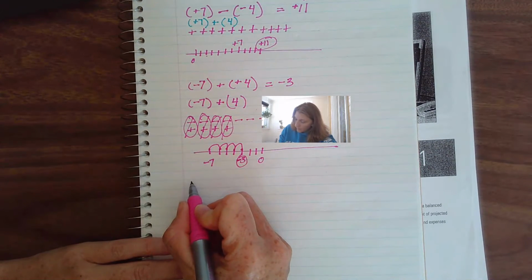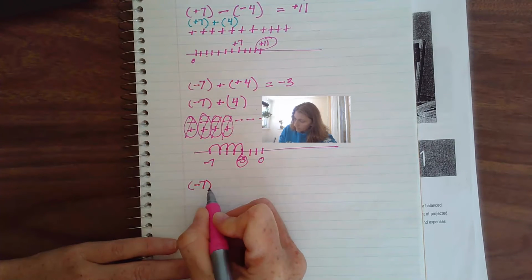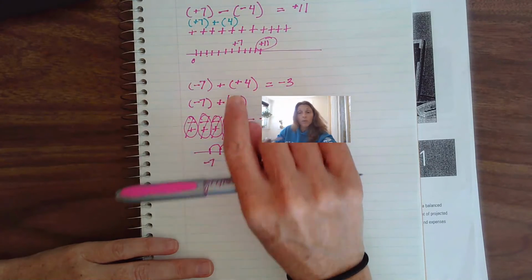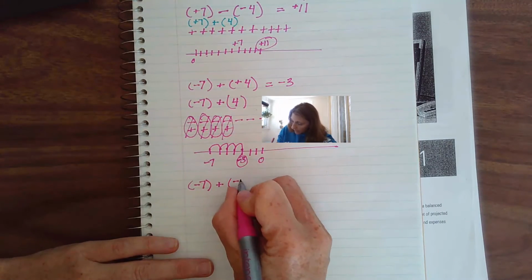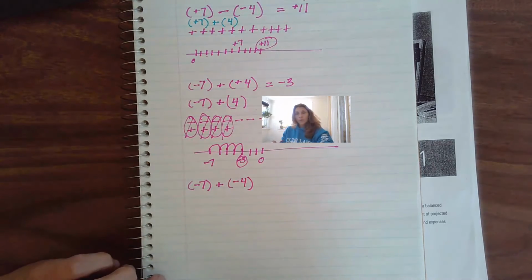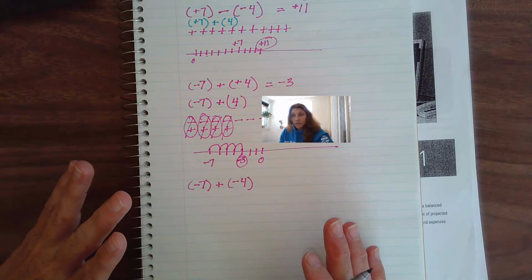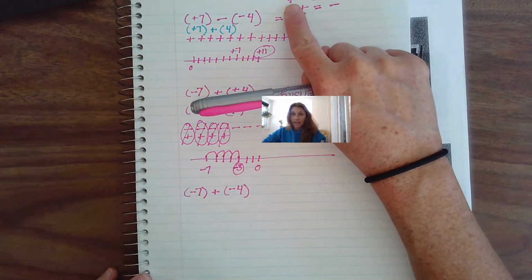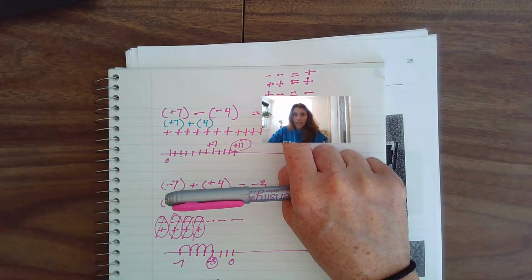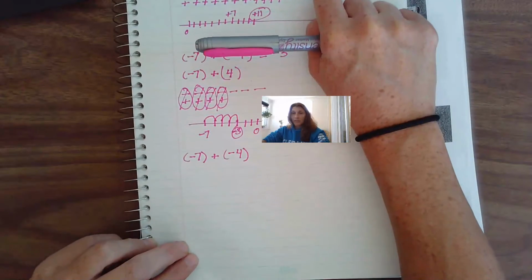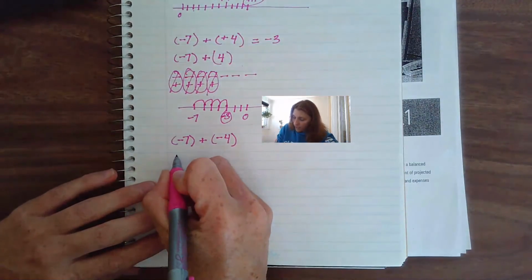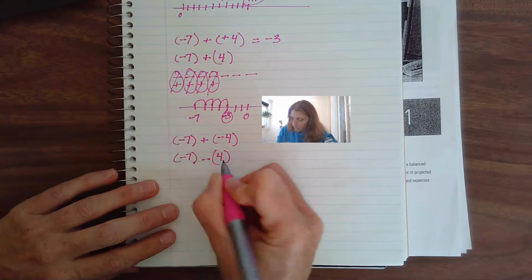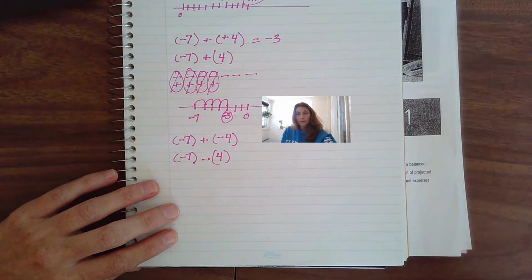Let's do another one with a negative. Let's do -7. And again, we're going to add, but this time instead of adding a positive amount, we're going to add a negative amount. -4. Remember, when we're adding negatives, we're taking something away. We're adding something that's a negative. Adding a negative means we have to subtract. That's what this changes to. This changes to -7 take away 4. Okay?